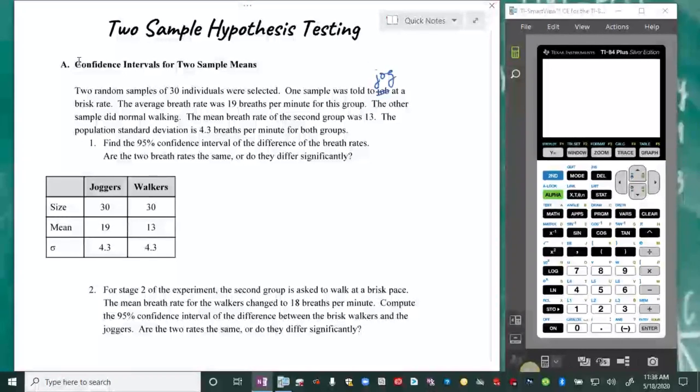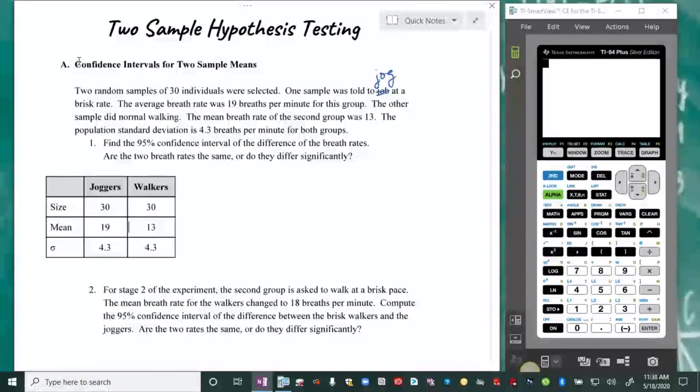One sample was told to jog at a brisk rate. The average breath rate for that group was 19 breaths per minute. The other sample just did normal walking. The mean breath rate for that group was 13 breaths per minute. The population standard deviation for both is 4.3. We want to find a 95% confidence interval.